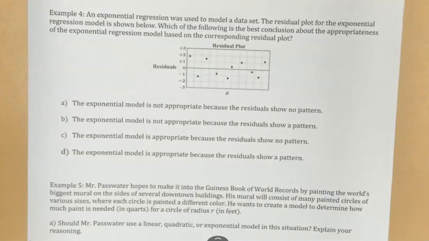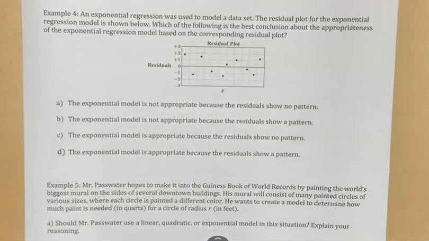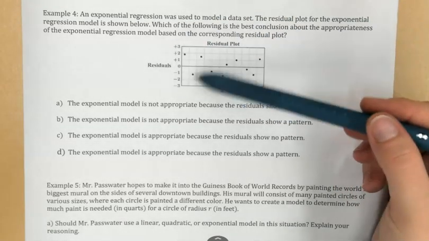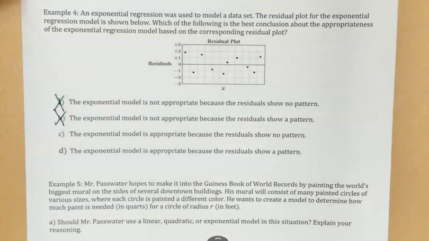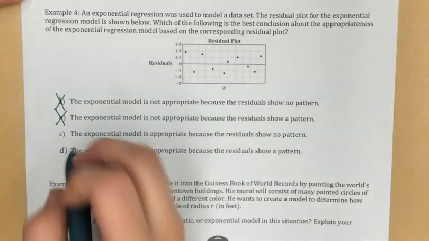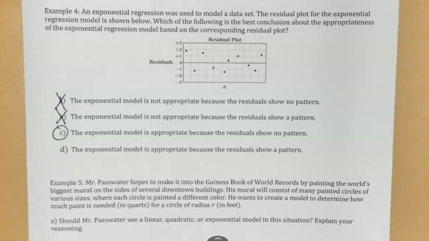Another example like that, we use an exponential regression for this set of data, and this is my residual. Notice there is no pattern, so that tells me this is an appropriate model, so I can eliminate A and B. And I know it's appropriate because the results show no pattern, so C is my correct answer there.